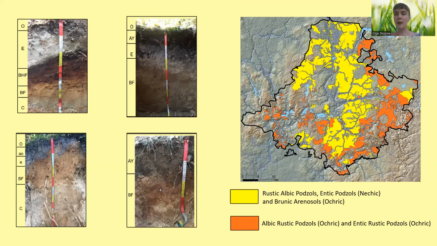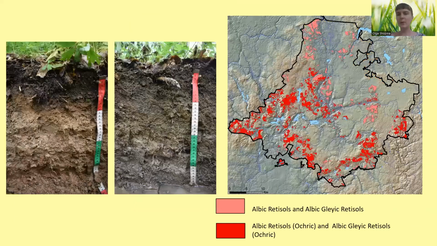Along the western and southern boundaries of the national park, there are areas of albic rustic podzols ochric and anticrustic podzols ochric on fluvioglacial sands under mixed and broad-leaved forests. Similarly to the northern and central park, locally there are areas of albic retisols ochric. Non-arable loamy and multi-layered soils occupy a considerably smaller territory. They can be found only in the southeastern and central parts of the national park, mainly under mixed and broad-leaved forests. In relief depressions, gleyic retisols are found.